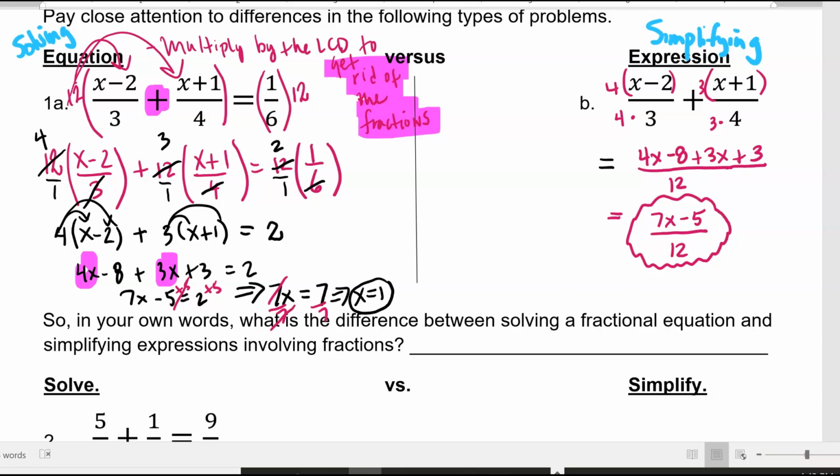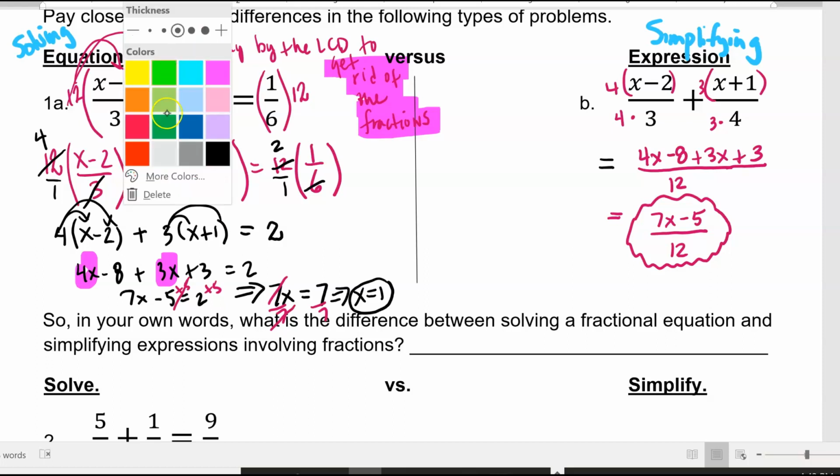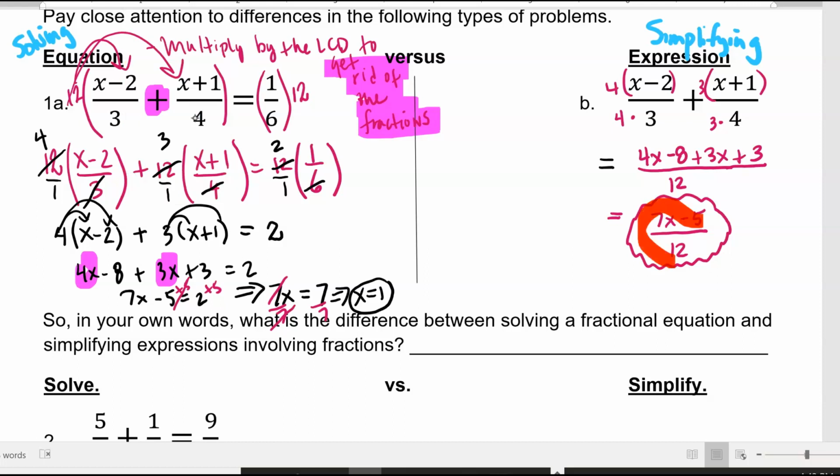Notice for simplifying expressions, we receive an answer of (7x minus 5) over 12, versus on the other side, we receive an answer of x equals 1. So when you're solving equations, your variable is going to be on the left or the right. It doesn't matter. Your variable is going to be on one side, and normally there is a number on the other side.